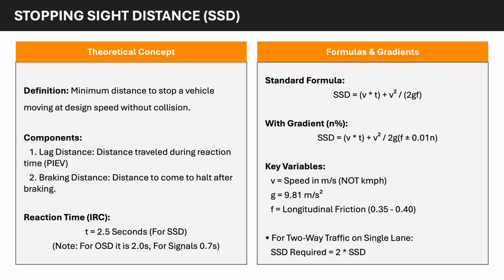The second mistake is the reaction time. For SSD, the standard is 2.5 seconds. If there is a gradient, use the modified formula with 0.01 times the slope percentage. Use plus for uphill and minus for downhill. And remember, if it is a single-lane road with two-way traffic, the required SSD is double the calculated value.